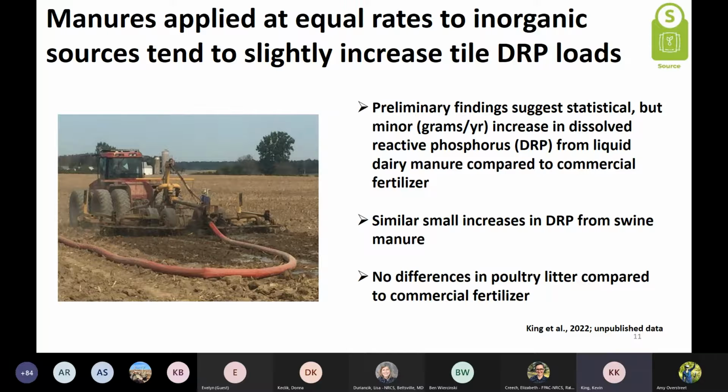However, when accumulated over the watershed scale, these minute losses could manifest into a larger issue. Furthermore, it should be noted that these studies are on one set of paired fields and warrant further investigation across a gradient of soil types, background soil test phosphorus levels, drainage intensity, and crop production management.